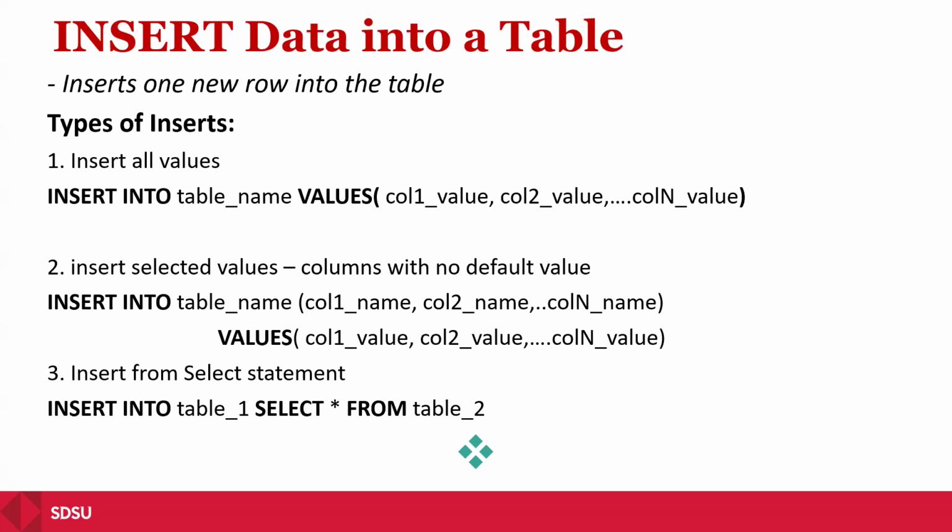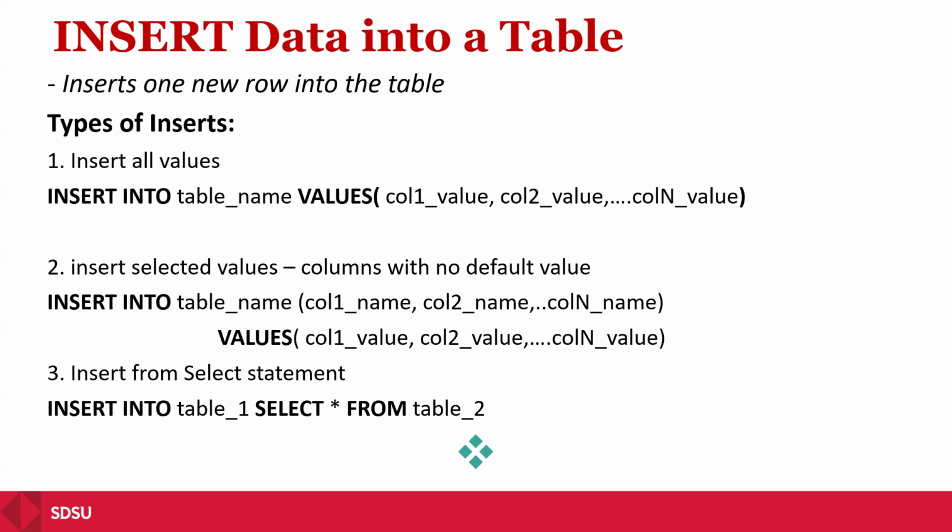There are two ways of adding the data. If you need to insert all values in the table, for example, if your table has three columns, you can type insert into table name, and you just specify a list of column values. You don't need to specify the names of the columns. Sometimes we need to insert only certain values, because some columns can have a default value, so we don't need to specify those columns if we don't have this value available.